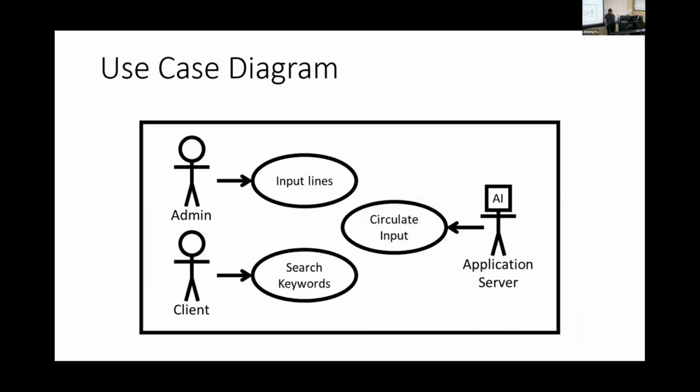All right, let's talk about the use case diagram. So first of all, there are two types of users, an admin and a client. The admin can input lines into the system, and the client can search for keywords from the system. And when the admin inputs lines, the application server will circulate that input.